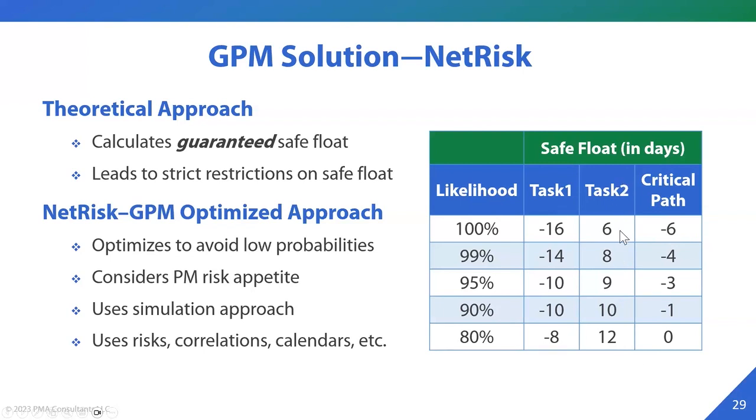On task 2, originally we had in the 100% case 6 days. With the 95% chance, you have 9 days. So again, we can see how managing risk can be a part of it. And depending on how much risk the PM is willing to take, you can vary the amount of safe float that's available to the project.